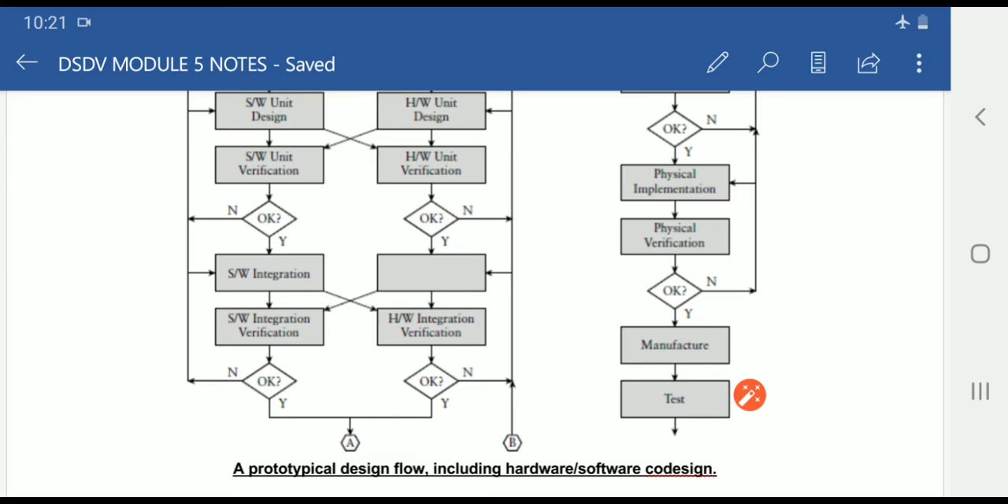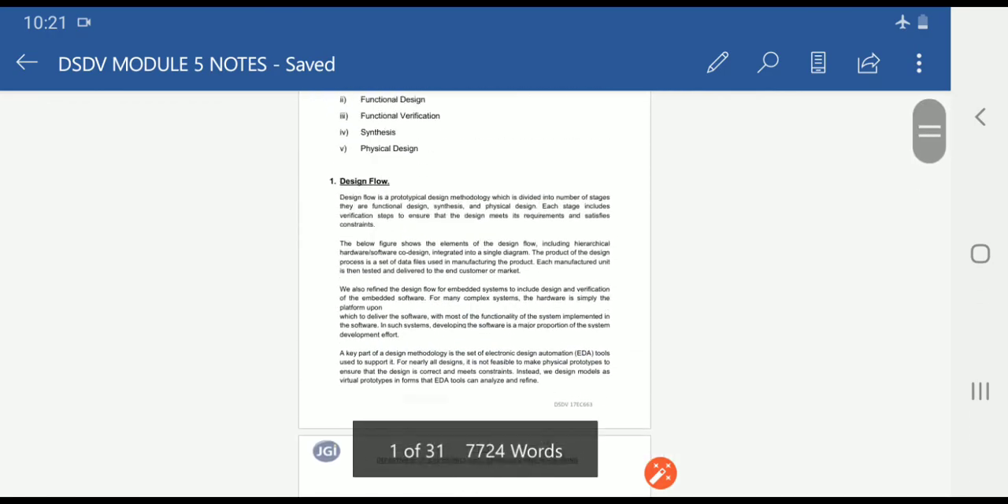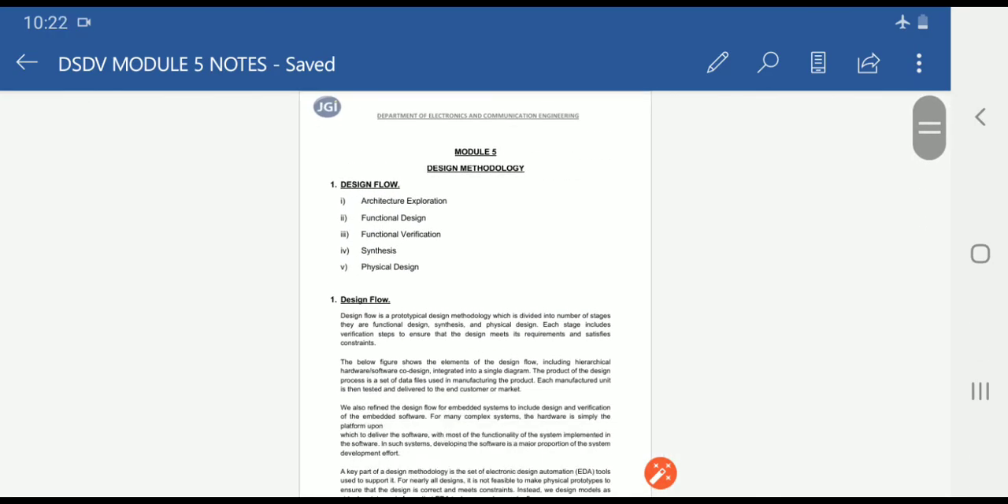In testing you have to separate the devices into good devices and faulty devices. Based on that, the cost of the final product is decided. Then it will be sent to the market. So this is about the prototypical design flow, including hardware-software co-design. This is the design flow of module 5, design methodology.